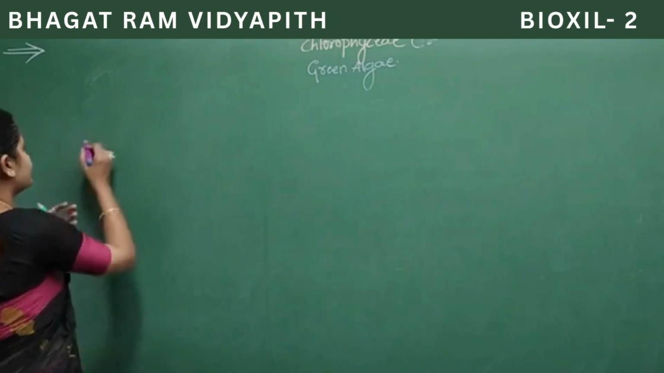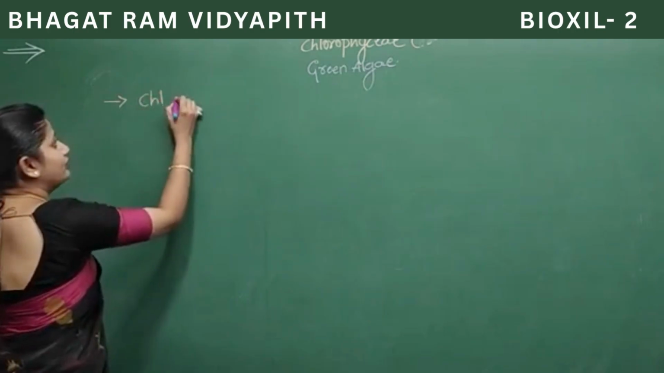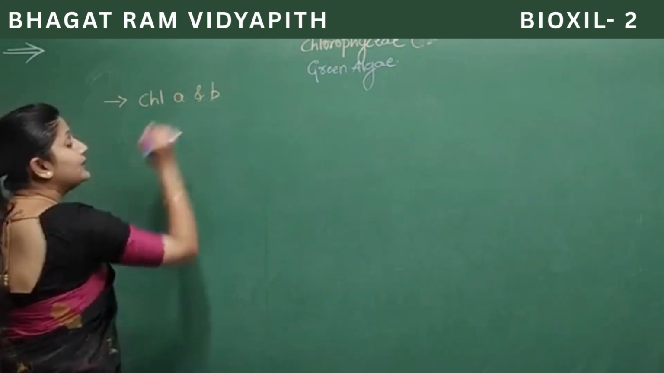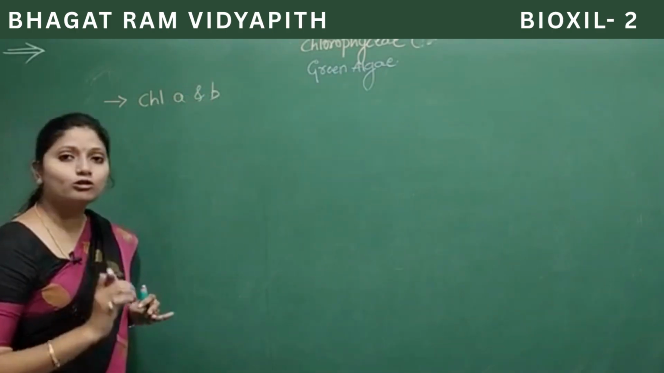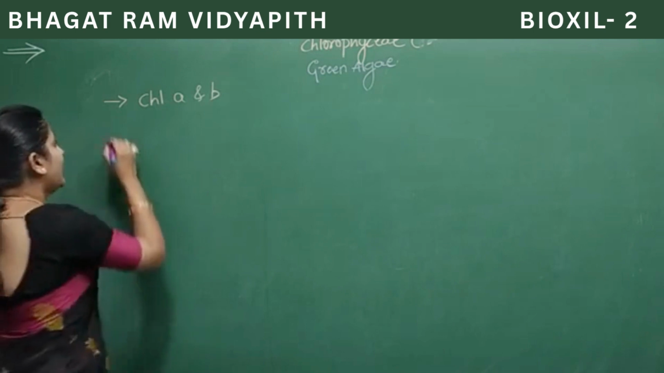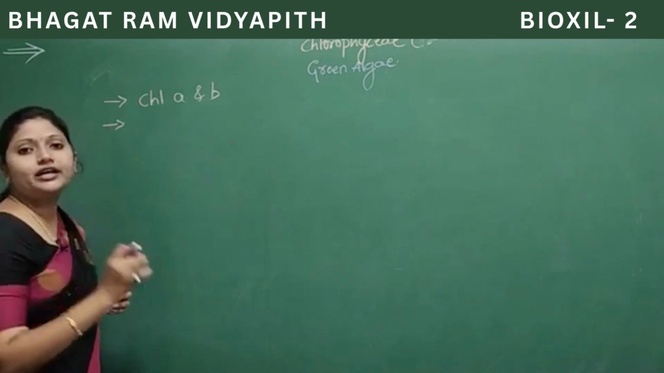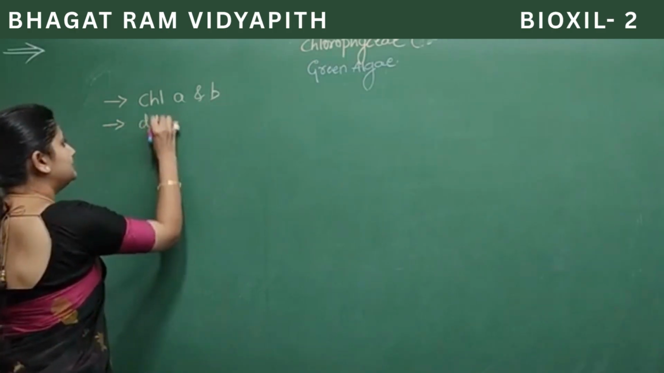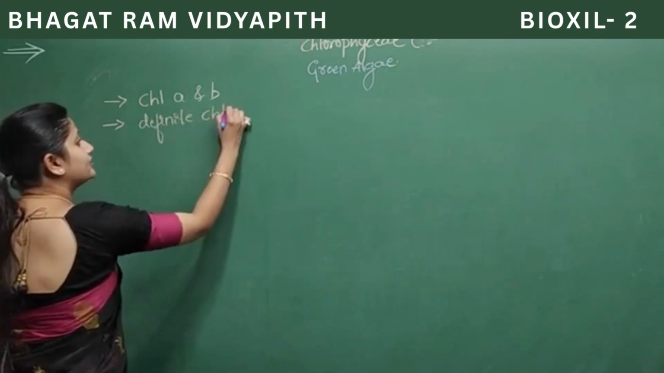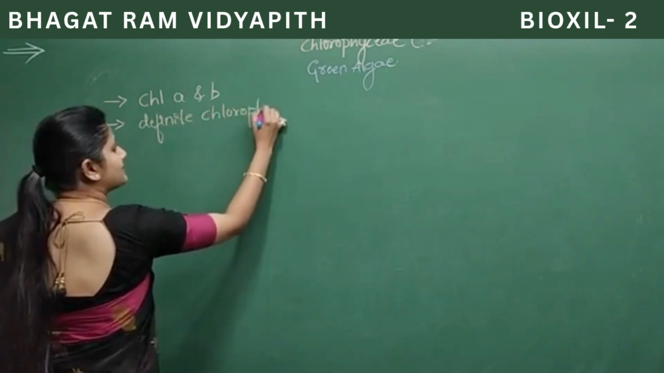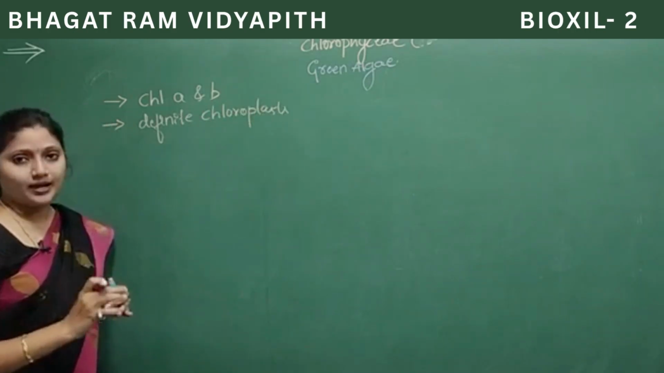Okay, chlorophyceae, they are also called green algae. And what are the characteristics here? The characteristics are they have chlorophyll A and B pigment. The predominant pigments present here are chlorophyll A and B. And these algae have very definite chloroplasts. It means they have well developed chloroplasts.